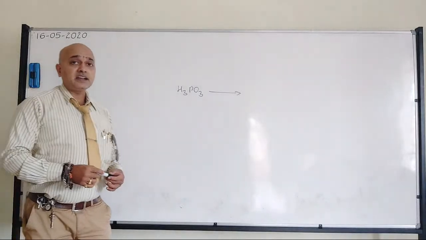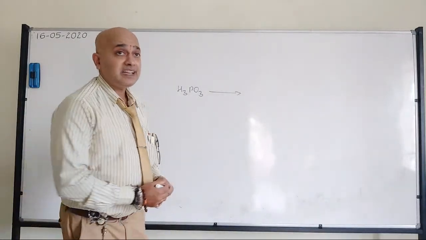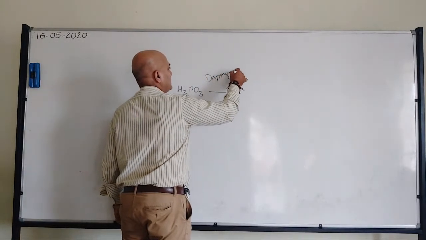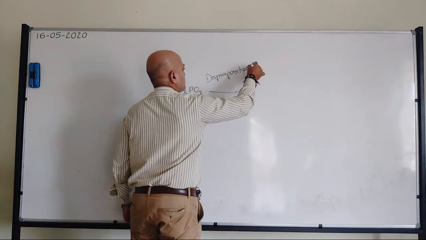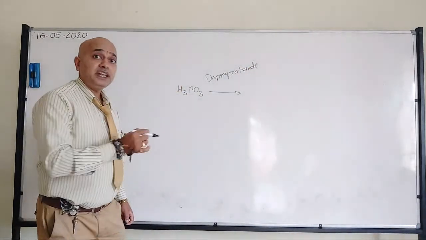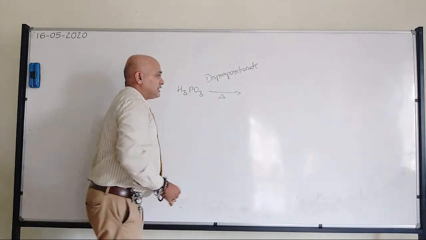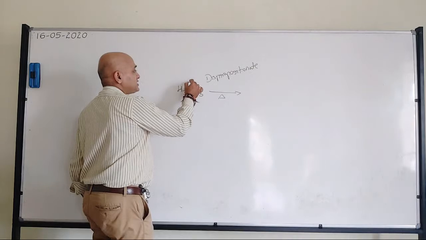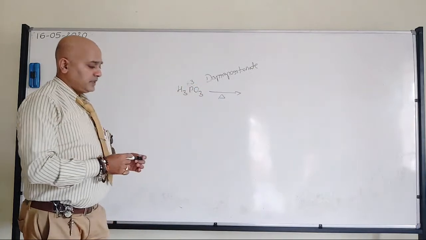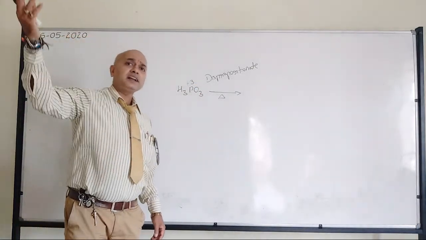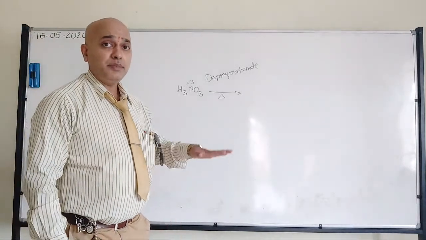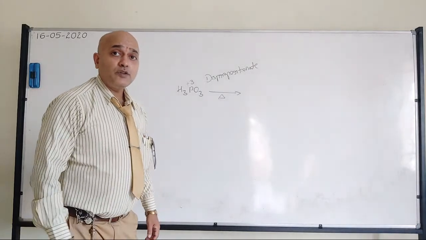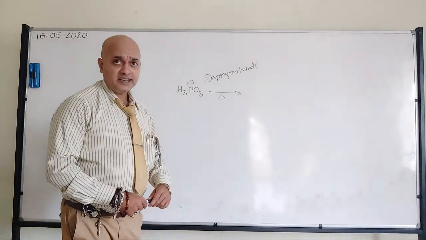The speciality here is that it can undergo a disproportionation reaction. Okay? So when you heat it, it can undergo a disproportionation reaction. Why? Because the oxidation state of phosphorus is +3. It's not high, it's not low. It is intermediate. So with an intermediate oxidation state, it can undergo a disproportionation reaction.